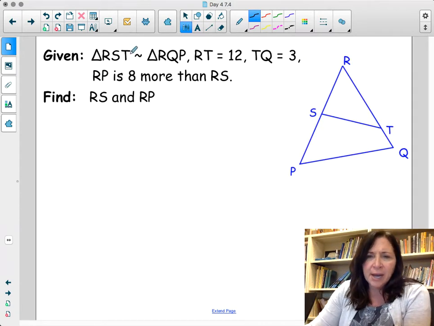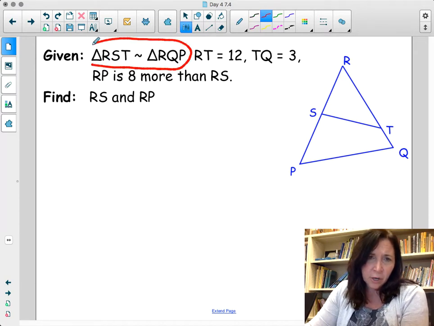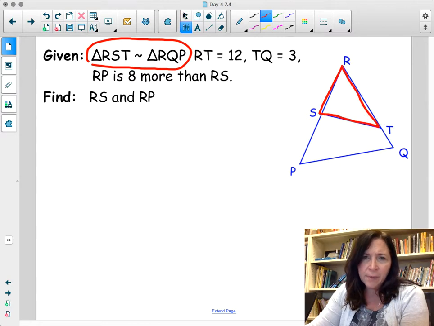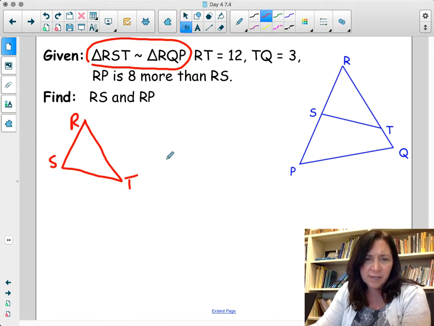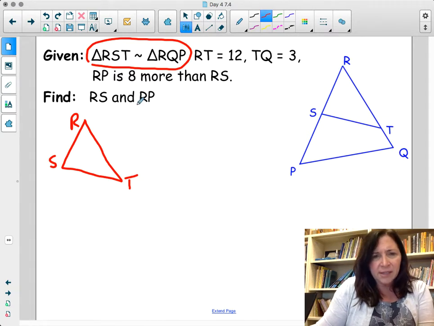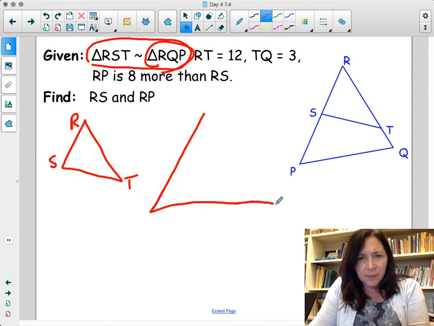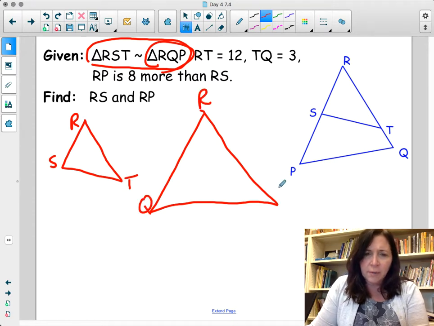For this one right here, again, notice the triangles, how they're set up. They're given that these are similar. You need to draw them exactly like this. See how it says R, S, T? I need that triangle. So I'm actually going to move that over here. That's RST. So we have R, we have S, we have T. But RQP, if you notice, this is sideways. That's different. This has to be written exactly the same as this. So I'm going to draw my triangle in, okay? So if this goes RST, this is going to go R, Q, and then P.